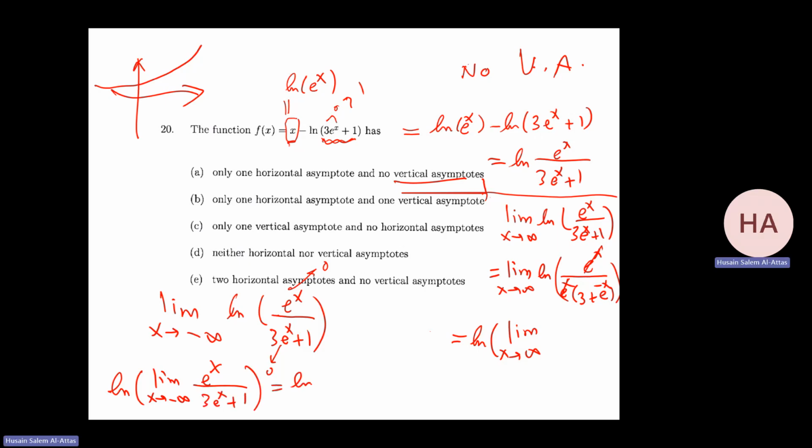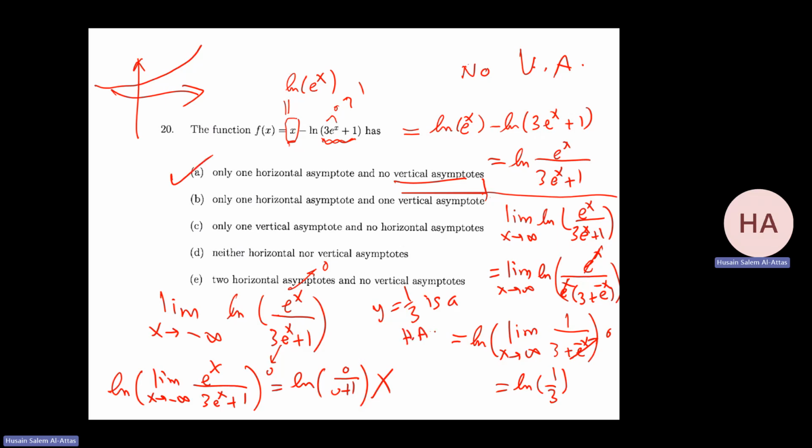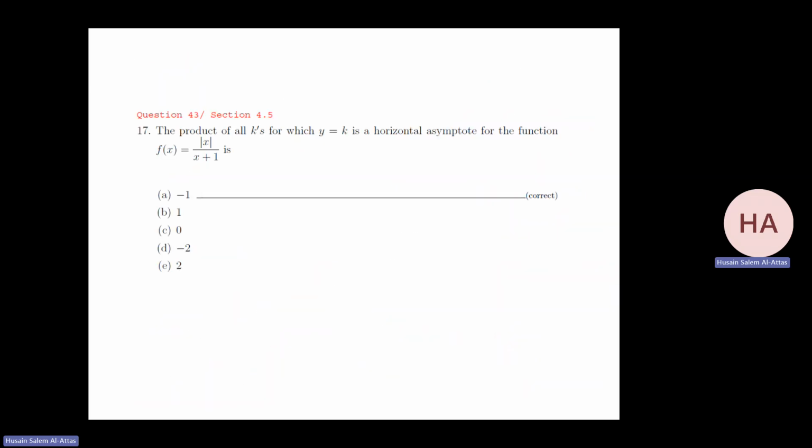So this will be ln of 0 over 0 plus 1, which is impossible. So this one, take the limit inside. Actually, you cannot take the limit inside if the things are not defined. Okay, so that will be 1 over 3 plus e to the minus x. That will be ln of 1 over 3, because this goes to 0. So this is the answer. So I have y equal ln of 1 over 3 as a horizontal asymptote. I have only one horizontal asymptote. So this is my answer.